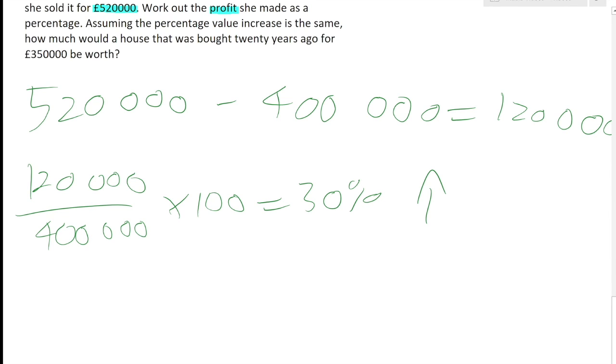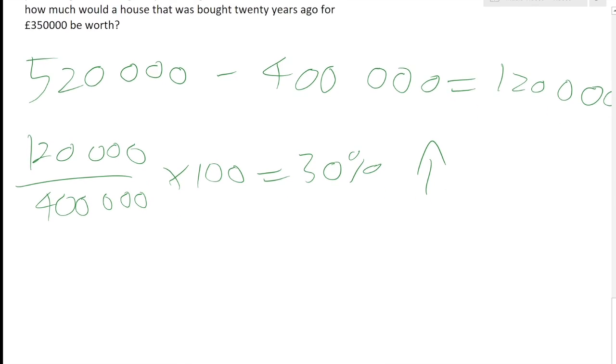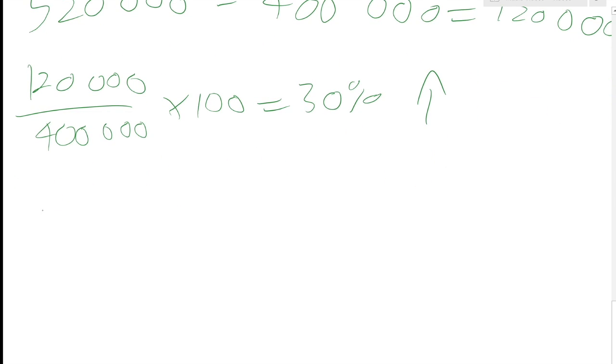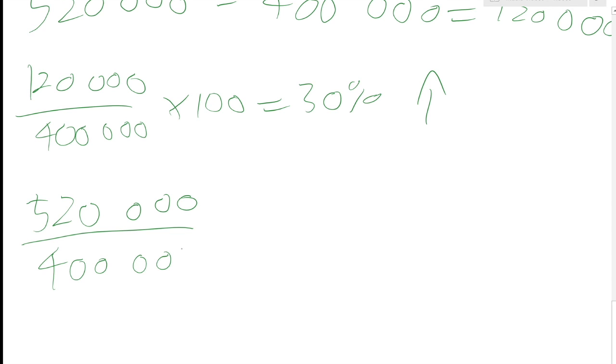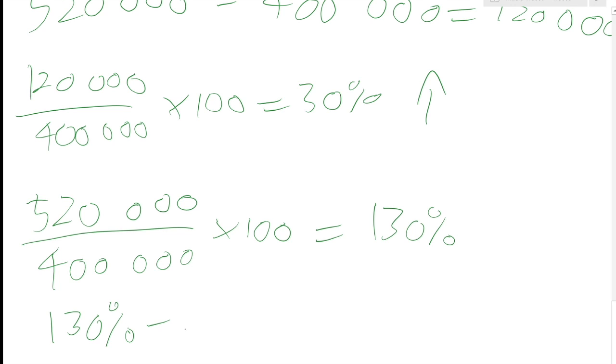That's one way. Again, you could do it the other way. Work out 520,000 as a percentage of 400,000. You'll find that's 130%, and obviously the increase is going to be 130% minus 100%, which quite clearly equals 30%. And again, this is an increase.